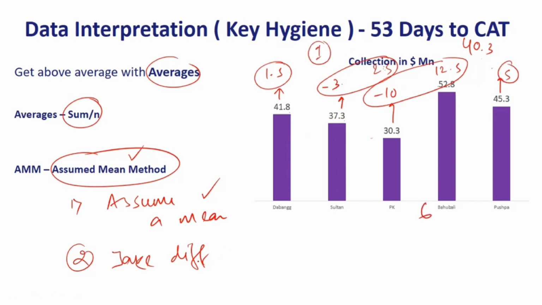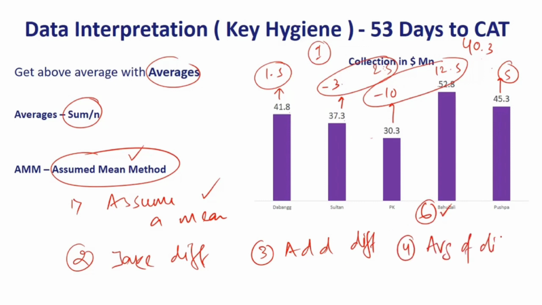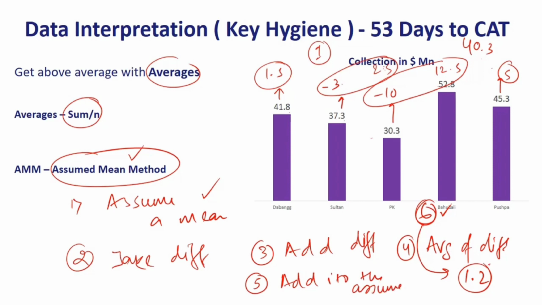Now, second step, take a difference. Third step, add all differences. So you added all the difference, we got 6. Fourth, take average of the differences. So what is the average of 6? The average of 6 is 1.2 because there are 5 numbers. Finally, last step, add it to the assumed mean. So you add 1.2 to the assumed mean, which is 40.3, getting 41.5.